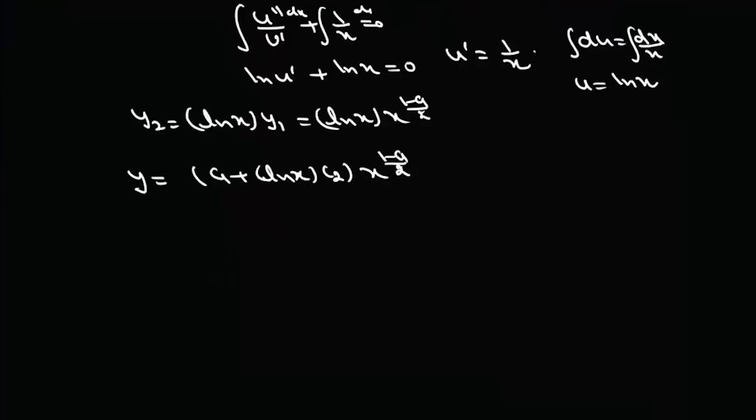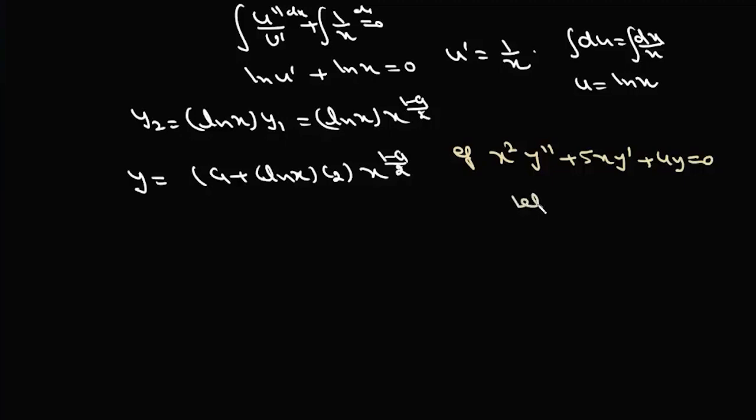Now if we take up an example, suppose we are given a differential equation which is x square y double dash plus 5x y dash plus 4y equals to 0. Now this is Euler-Cauchy form.